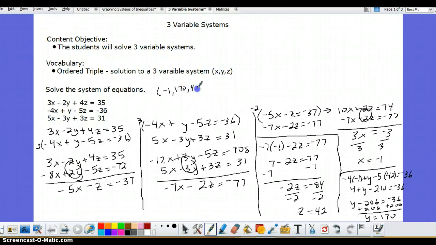170, 42. So that's my solution. I know, it's a lot of work. I understand that. But you're just going to have to make it work.